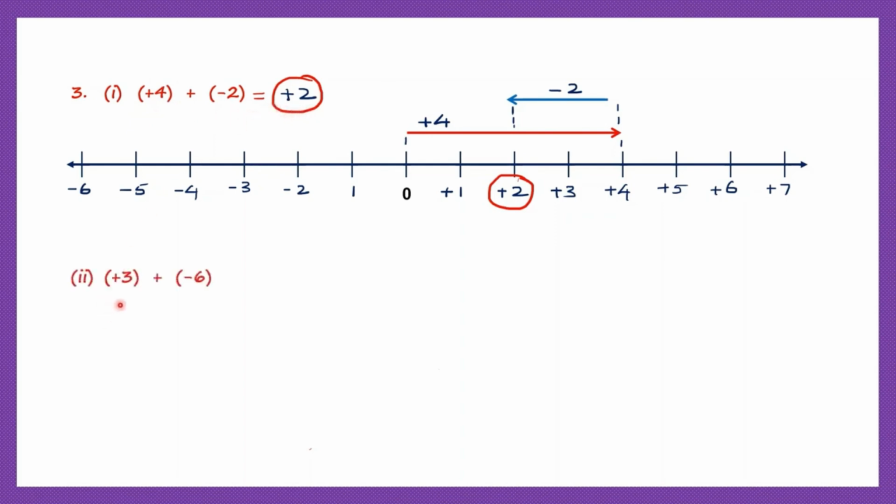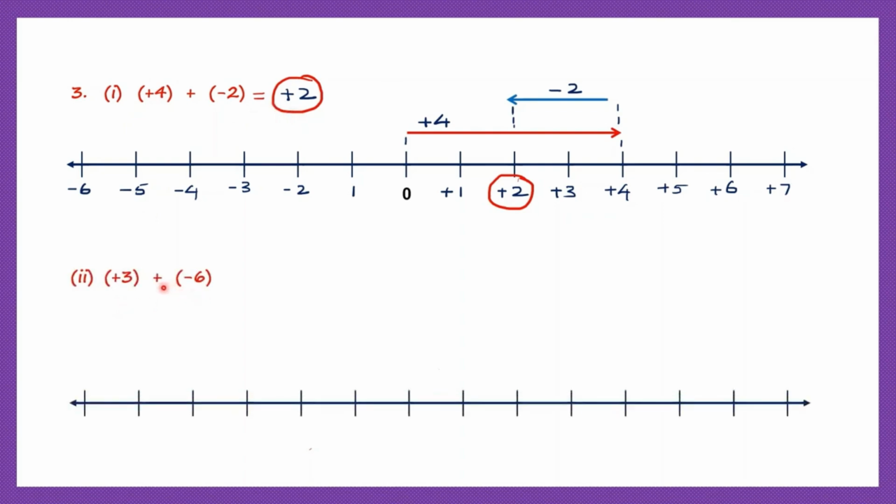Question 2. We have plus 3 and minus 6. So the number line and then we start with the numbers. So we have 0, to the right we will have positive numbers and to the left we will have negative numbers. So we have our numbers. Now let's begin. Look at the first integer, plus 3. So from 0, go to plus 3. We've started from 0 and we've gone up to plus 3.